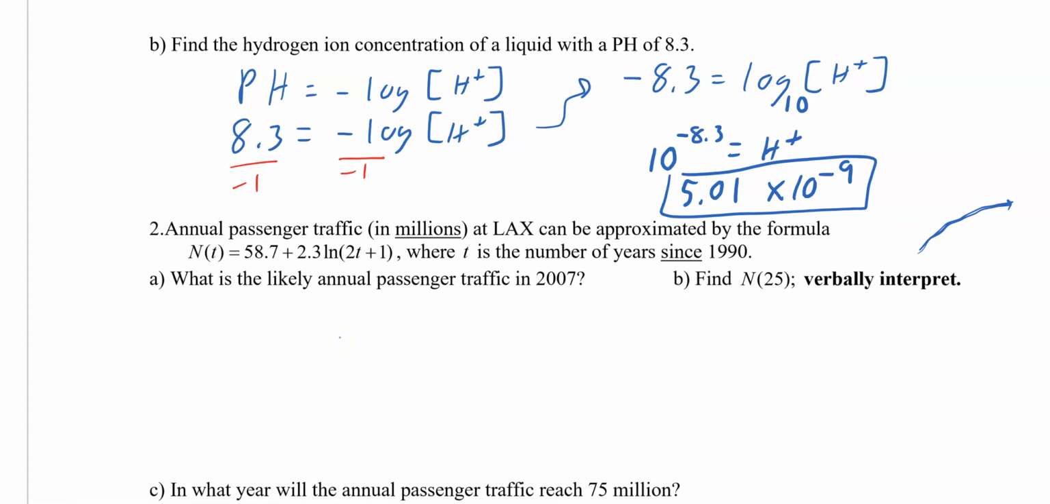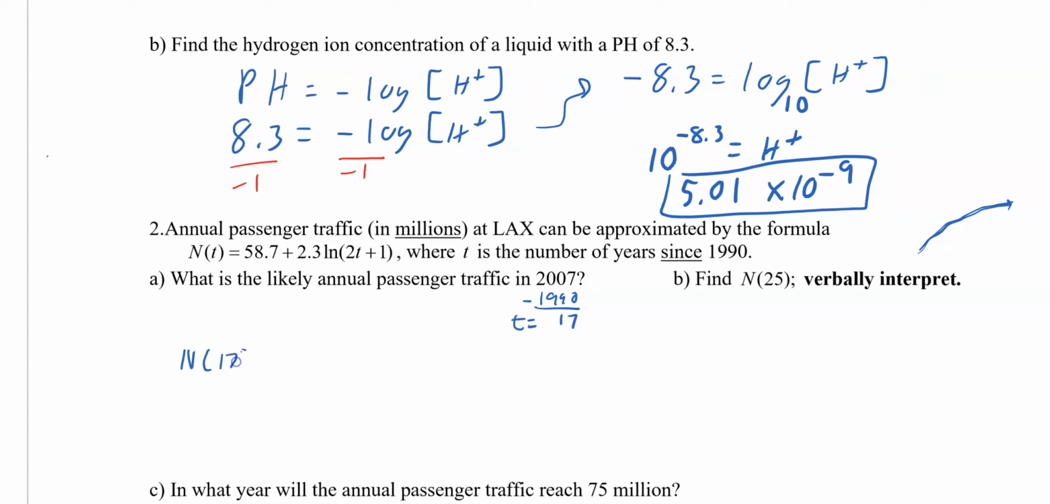All right, so what is the likely annual passenger traffic? Right here is our formula for it in 2007. So if you look at it, you always want to find out what our T is. T is always going to be years since some year. It just makes a lot more sense. So it says where T is the number of years since 1990. So if you have 2007, if we just subtract 1990, that gives us 17. So that would be our T. Whatever the years are since, that's what we plug in.